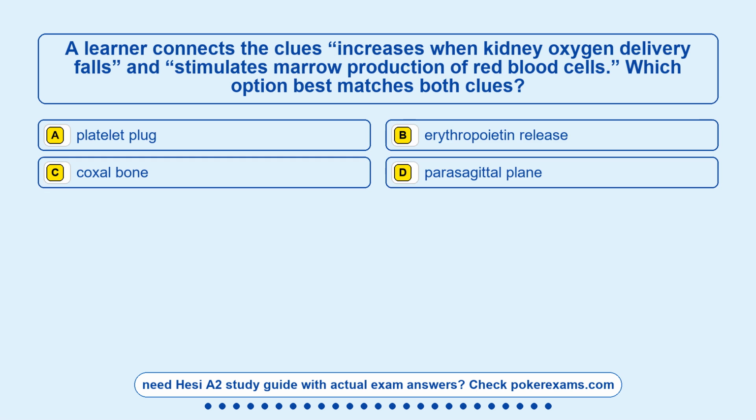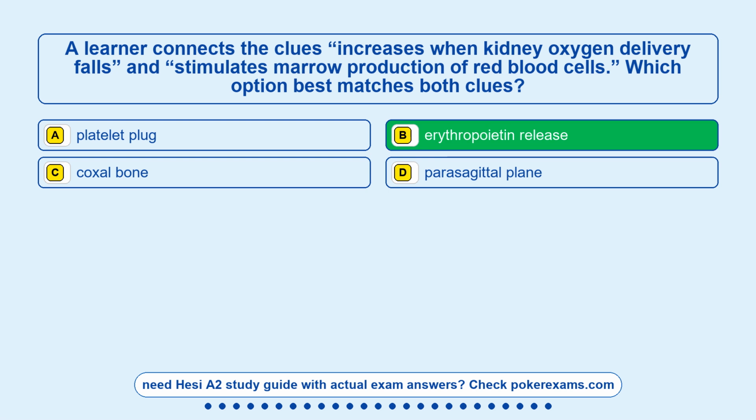Question 22. A learner connects the clues: increases when kidney oxygen delivery falls and stimulates marrow production of red blood cells. Which option best matches both clues? Option A, platelet plug. Option B, erythropoietin release. Option C, coxal bone. Option D, parasagittal plane. The correct answer is option B, erythropoietin release.